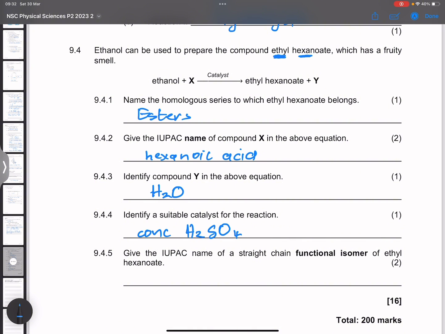Give the IUPAC name of a straight chain functional isomer of ethyl hexanoate. Now remember, guys, that functional isomers of esters are carboxylic acids, right? So in this case, what would be that carboxylic acid? So remember, I've got 2 carbons here. I've got another 6 there, right? That would be 8 carbons in total. So that has to be octanoic acid.